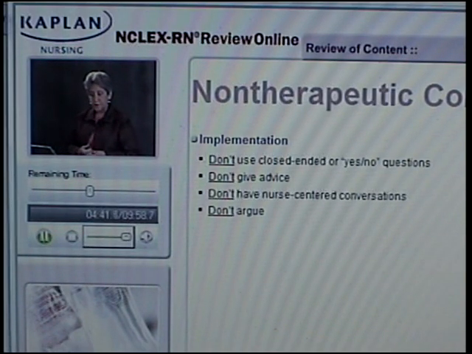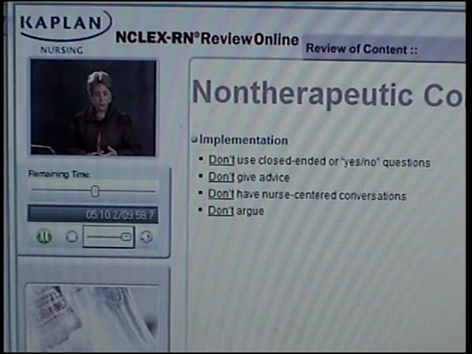Now, the first non-therapeutic communication technique that you want to avoid is don't use close-ended or yes-no questions. The reason for this is it prevents sharing. For example, to say to the client, "Are you feeling better today?" "Yes." "Okay, now where do we go with the conversation?" But a more open-ended, "How are you feeling?" then the client's able to discuss what they want to.